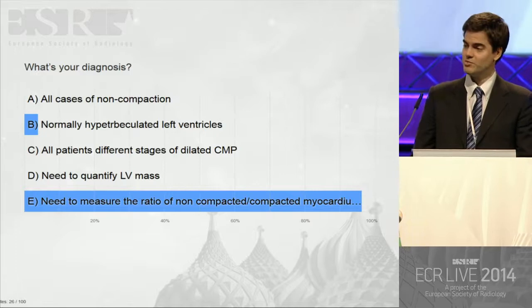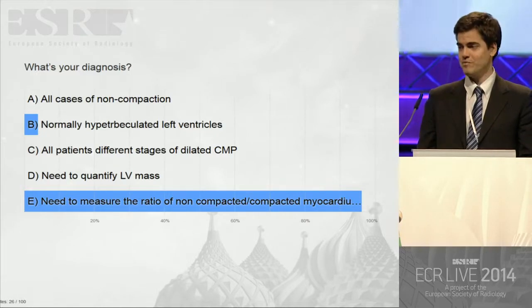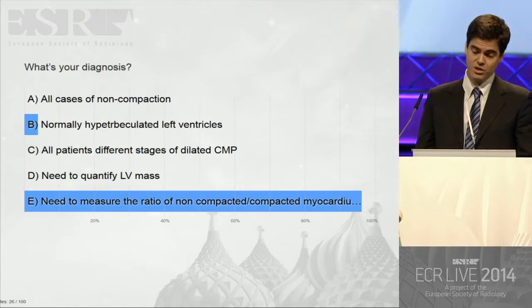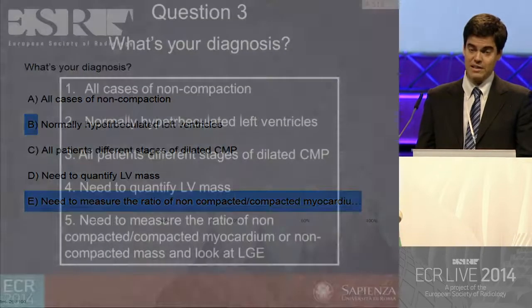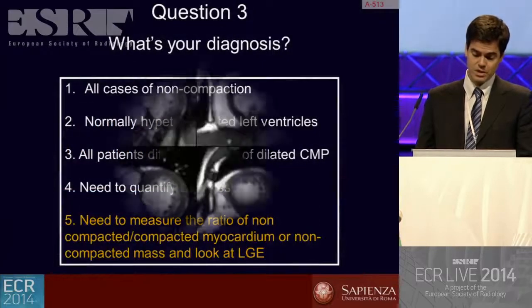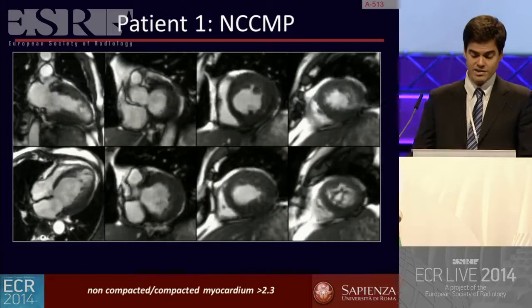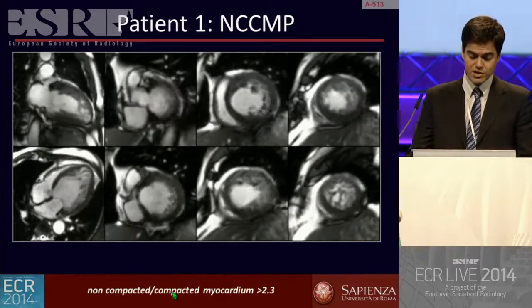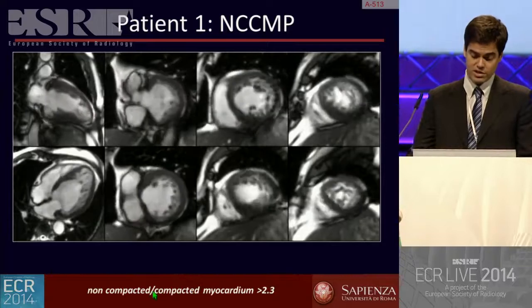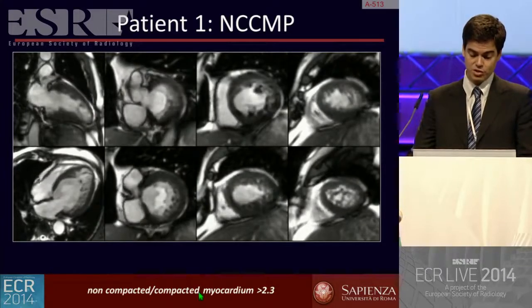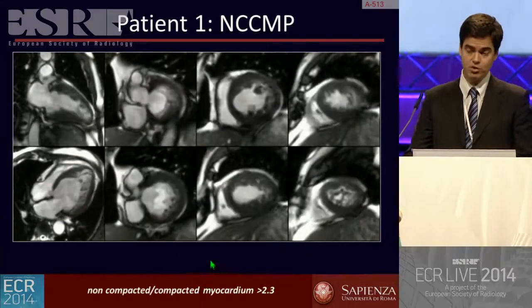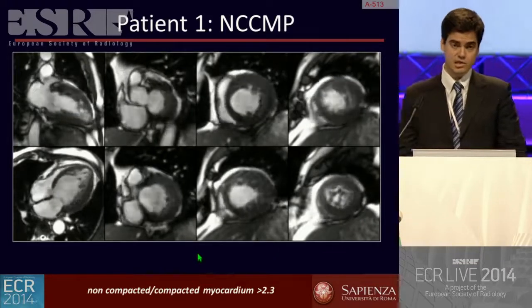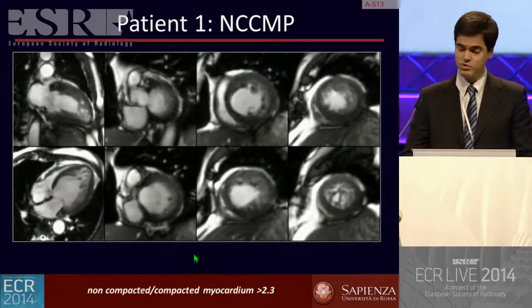Okay, probably this was too easy. Of course, we have to look at late enhancement and to measure the compacted versus non-compacted ratio. Number 1 here has a clear left ventricular non-compaction. We measured, and I will show you how it works, the ratio between non-compacted versus compacted fibers, and it was higher than 2.3, which is positive according to one of the 2 proposed criteria.